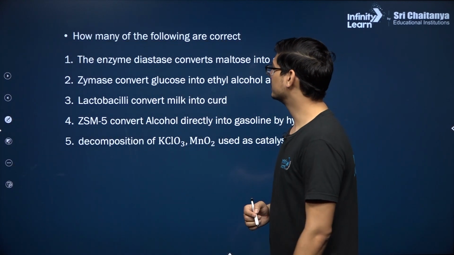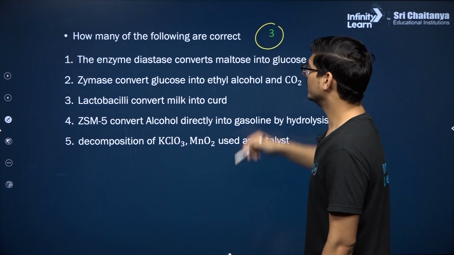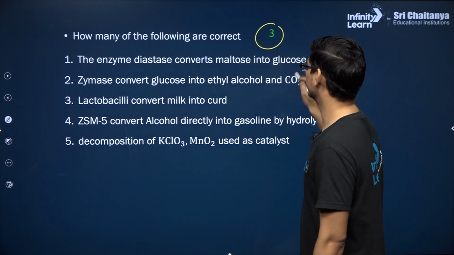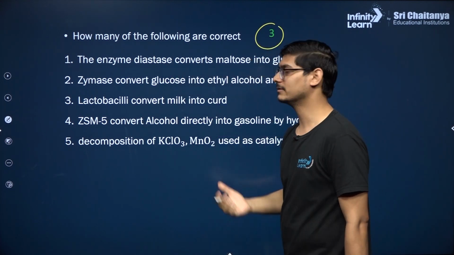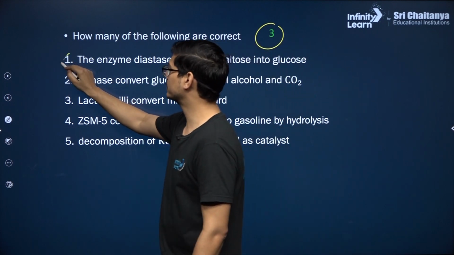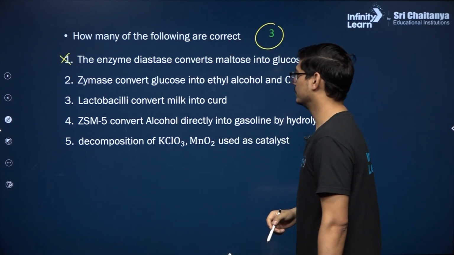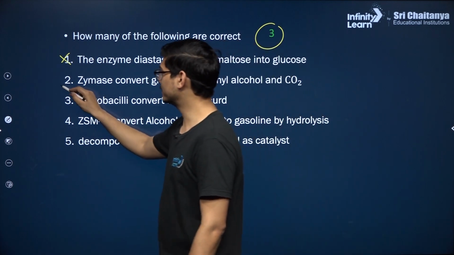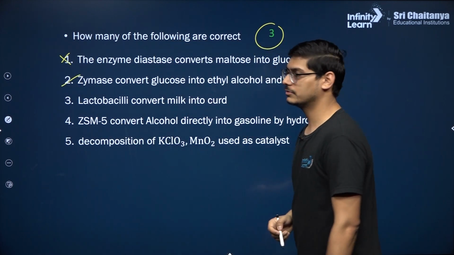How many of these statements are correct? 3 of them are correct. Enzyme diastase converts maltose to glucose? No, the enzyme maltase converts maltose to glucose, so this is incorrect. Zymase converts glucose into ethyl alcohol and CO2? Absolutely correct. Lactobacilli convert milk into curd? Yes.